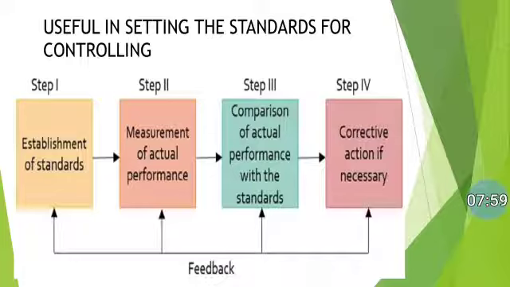comparison of actual performance with the standard performance. Now during evaluation in the third step, the organization or managers would come to know what the loopholes of their organization are. Here they are comparing what they have actually achieved and what they have planned to achieve.